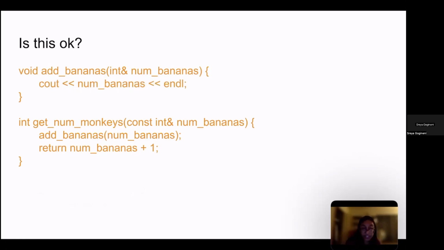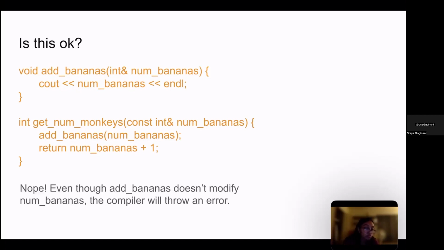So let's change the program. Now addBananas doesn't modify num_bananas anymore. All it does is print num_bananas. Is this a valid program now? Unfortunately not. This program won't compile. Even though addBananas doesn't modify num_bananas anymore, the compiler will actually require that addBananas also puts a const next to its parameter, and by doing so require that addBananas make the promise not to modify num_bananas.